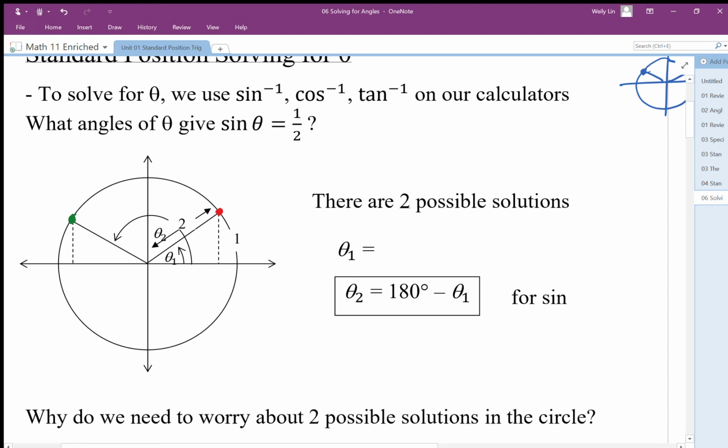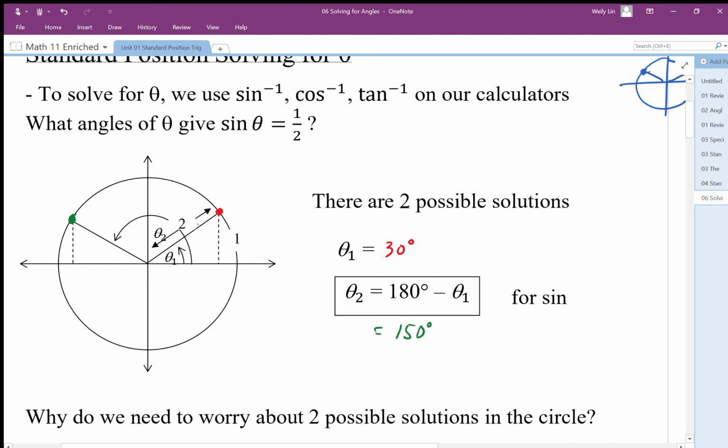So when I solve for this on my calculator, okay, this happens to be a special angle, so we don't really need our calculator, but if I solve for this, I end up with 30 degrees in my theta 1 position. My calculator will give me the 30 degrees. Now, if I want to find the green positioning there, I have to do 180 minus 30 degrees, so our theta 2 works out to be 150 degrees.